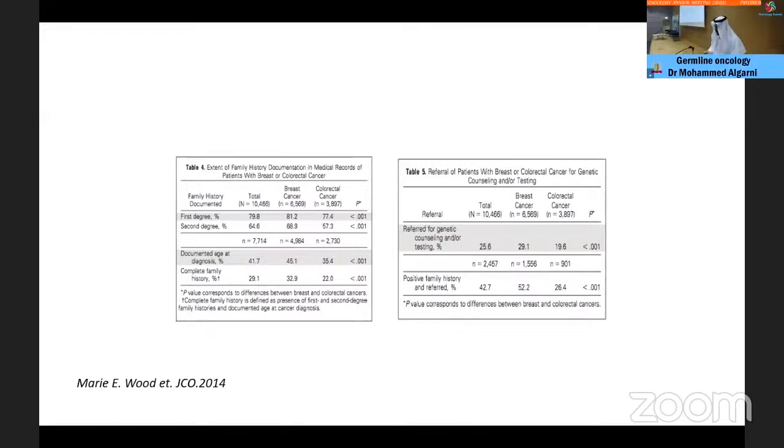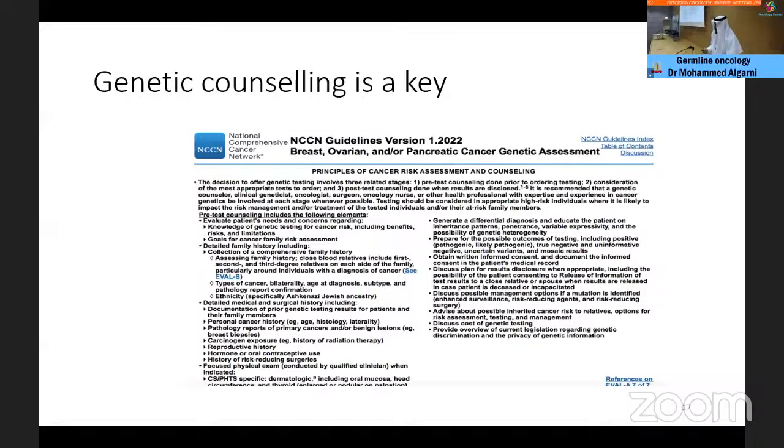And there is also a study that looked at 10,000 medical records of United States patients in COC accredited centers. So it's a quality assurance project. And they found that only half of patients who meet testing criteria for breast cancer have been tested. And the situation is worse for patients with colorectal cancer. So the first step when a patient is referred to our clinic is genetic counseling. So I think how to improve genetic counseling is the key to facilitating access to genetic testing.